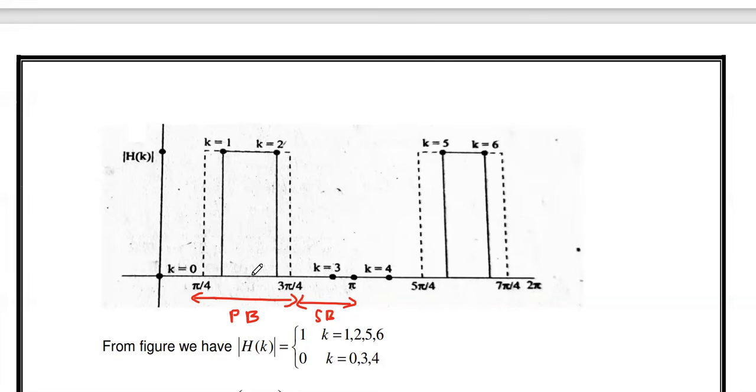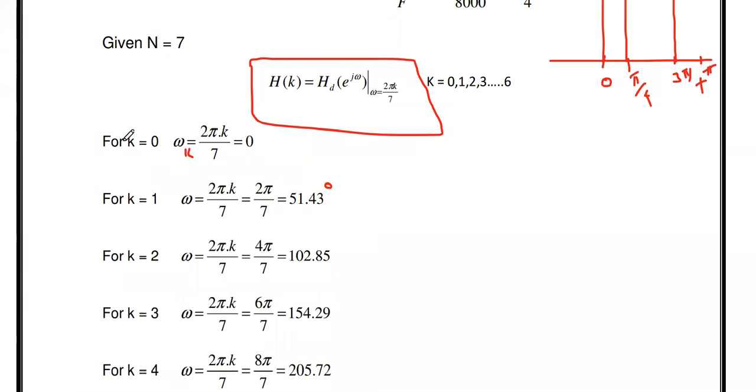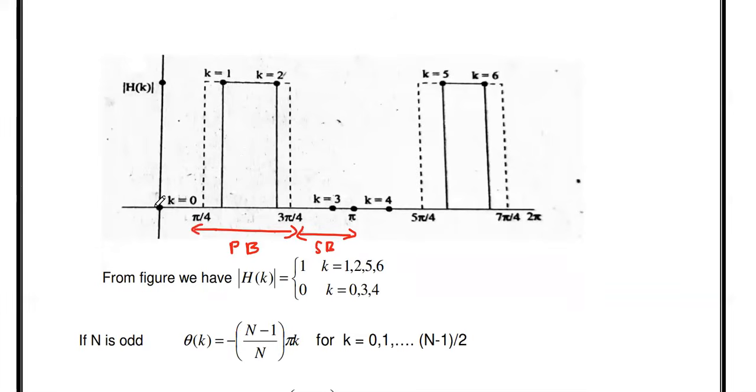So now we have to sample this Hd of e power j omega for k equal to 0, 1, 2, 3, etc. So you see, if k equal to 0, what is the angle omega? Omega is 0. So this is omega is 0. Whenever k equal to 0, omega is 0. At that time, what is the value of Hd of e power j omega? 0.